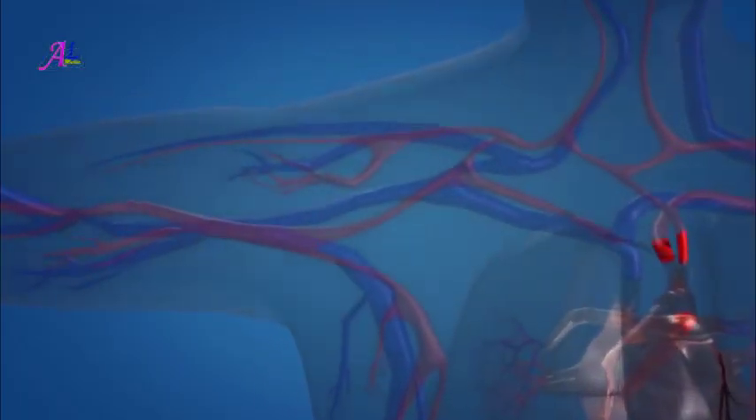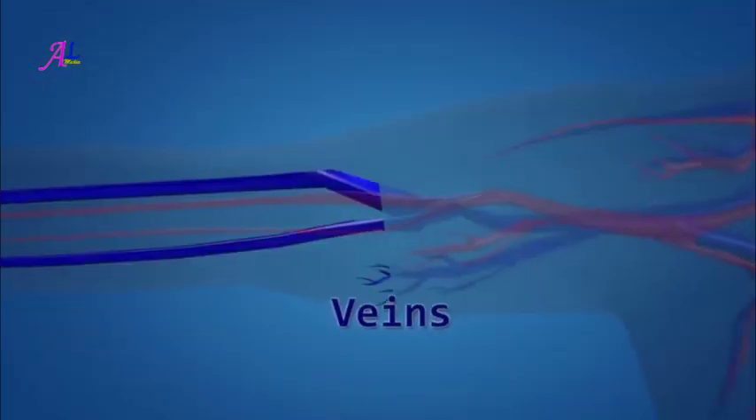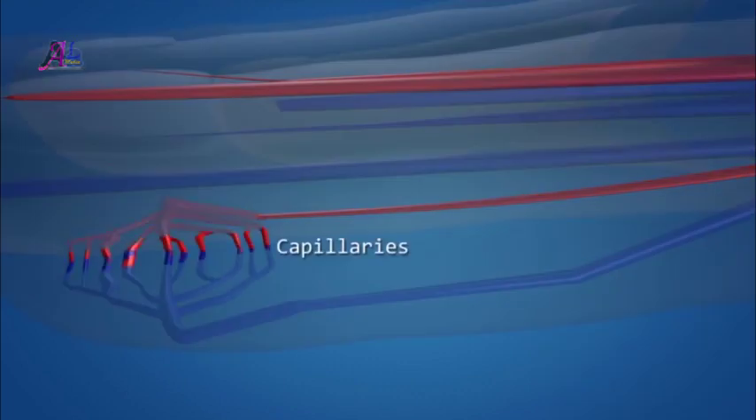The second part is the blood vessels. Blood vessels are tubes through which blood flows. There are three types of blood vessels. We have the arteries, we have the veins, and we have the blood capillaries. The arteries are the blood vessels that take blood from the heart to different body parts. The veins are the blood vessels that take the blood back to the heart. And the blood capillaries link between the arteries and the veins.